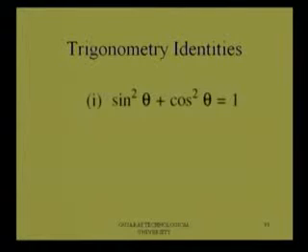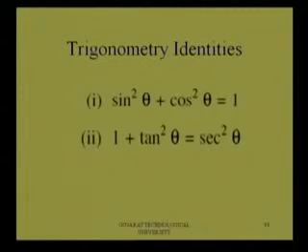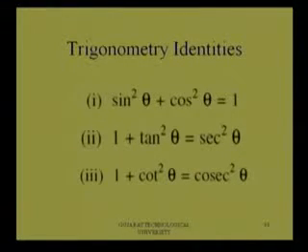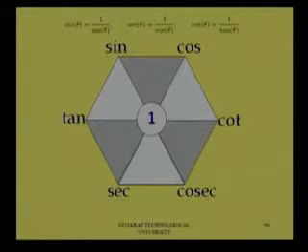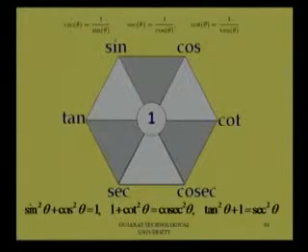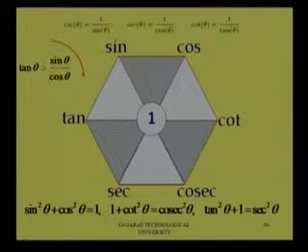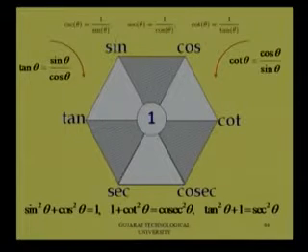Trigonometric identities, you have learned these identities in 10th standard. Sin square theta plus cos square theta equals 1. 1 plus tan square theta is sec square theta, and 1 plus cot square theta is cosec square theta. Cosec theta equals 1 by sin theta, sec theta is 1 by cos theta, cot theta equals 1 by tan theta. That you can understand. This is a trigonometric identity. Sin square plus cos square is 1. 1 plus cot square theta is cosec square theta. Tan square theta plus 1 equals sec square theta. Tan theta is sin theta by cos theta, and cot theta is cos theta by sin theta.